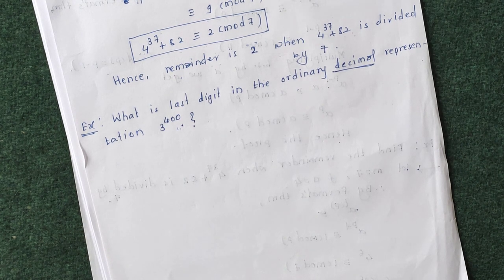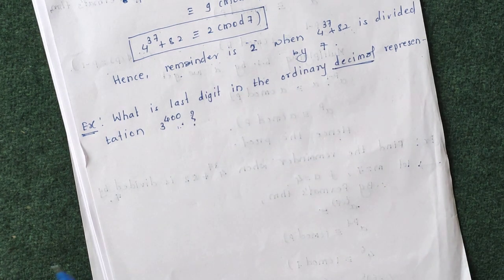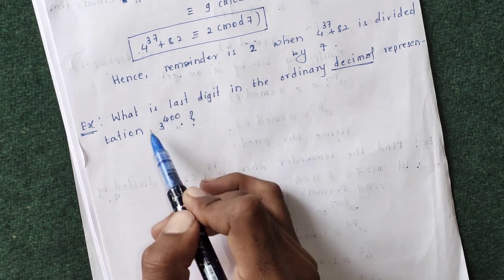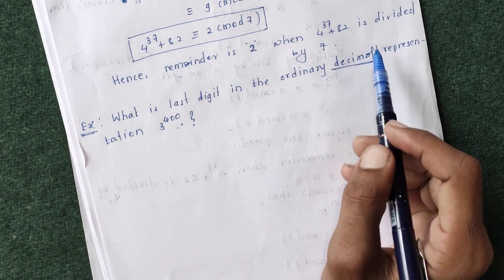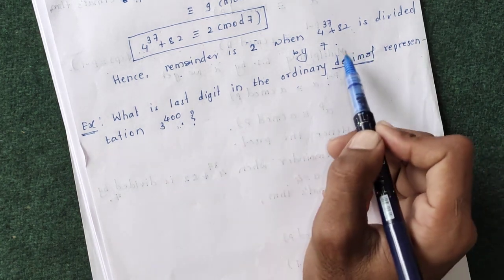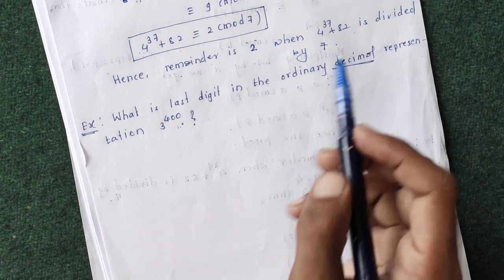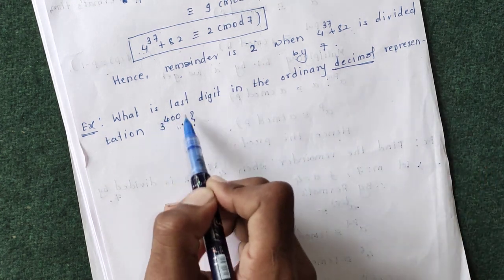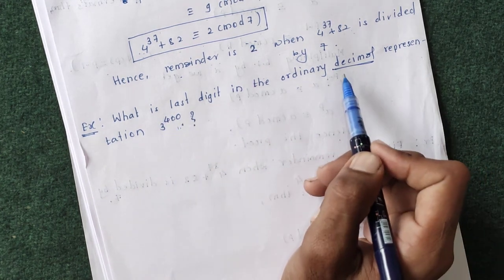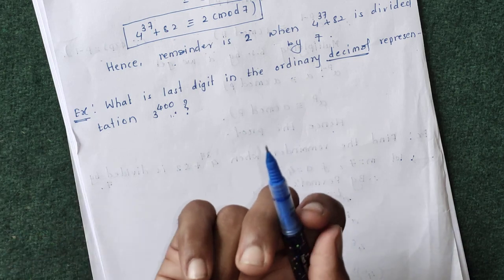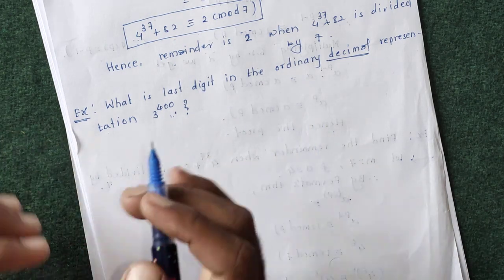To solve such problems, we must know what we have been given. Here we have to find the last digit of the ordinary decimal representation of 3 raised to 400. Decimal means 10. If you divide 3 raised to 400 by 10, then we have to find the remainder. So if we want to find the last digit in the ordinary decimal representation of this number, we must divide this number by 10, and the remainder is the last digit in the ordinary decimal representation of 3 raised to 400.